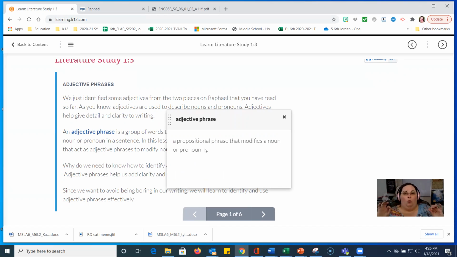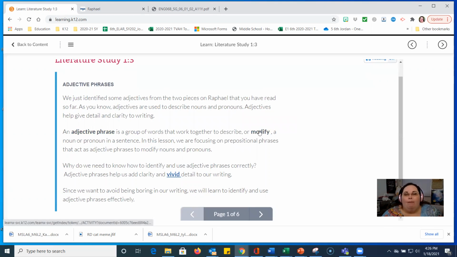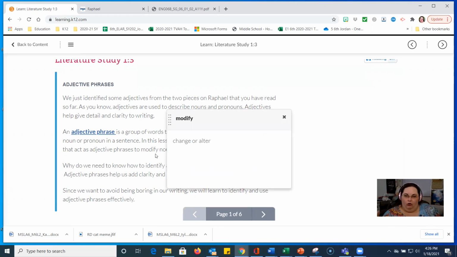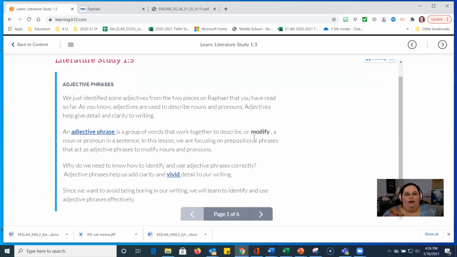So you have to think about, what are your prepositions? The way I remember it is, what does the cat do compared to a desk? It can be on a desk, under a desk, by the desk, inside the desk, outside the desk. You get the point. Those are all your prepositions, for the most part. Modify is to change or alter. So how does it describe or change a noun or pronoun in a sentence? In this lesson, we are focusing on prepositional phrases that act as an adjective phrase to modify nouns and pronouns.